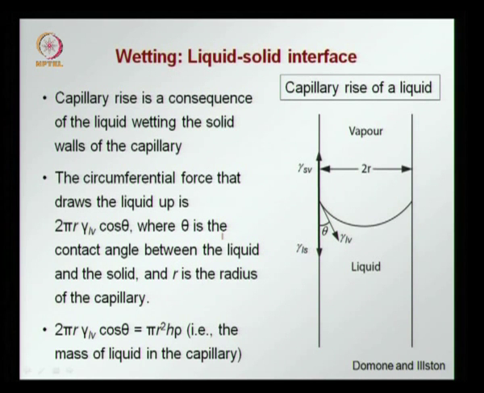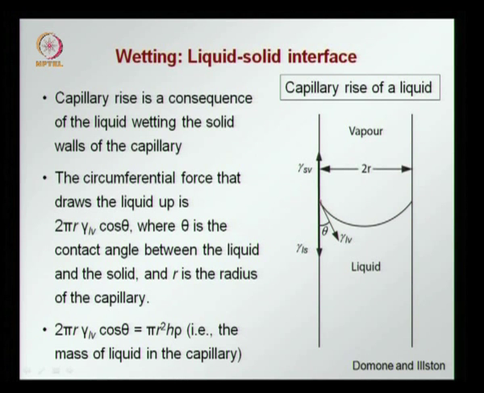Another consequence of surface tension is capillary rise. When we have the liquid wetting the solid walls of a capillary, a thin tube or pipe, the force that is generated in the capillary rise is given here. We have now the three surface tensions that we saw before. This is the solid vapor surface tension, liquid solid surface tension and the liquid vapor surface tension.